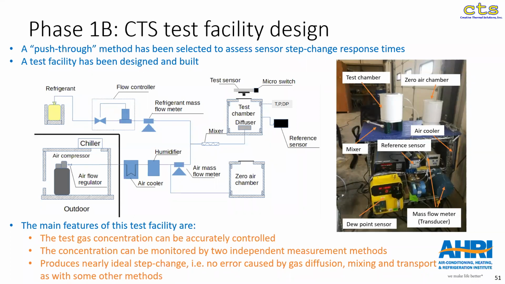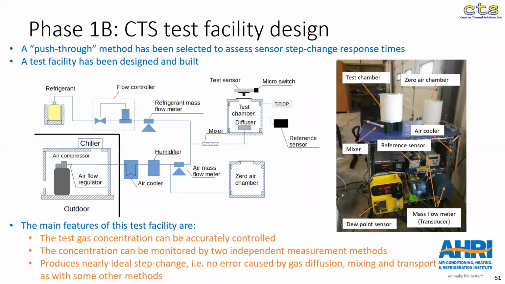Push-through means you see on the bottom right here what we call the zero air chamber. So this is where the sensor is stored at the beginning. It has exposure to clean air. Once the actual test starts, it is switched into the actual test chamber, which is shown above it. And in that test chamber, there is a pre-mixed concentration of the test gas of interest. How do we mix this?